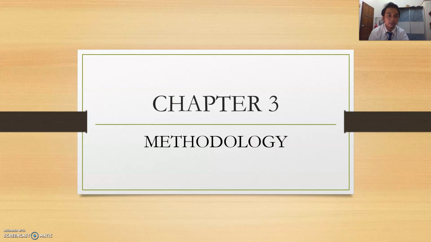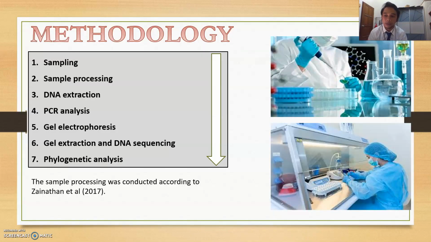Chapter 3 is methodology. This is the method that I have done for my final year project. The first method is sampling, and then sample processing, DNA extraction, PCR analysis, gel electrophoresis, gel extraction, and DNA sequencing, and lastly phylogenetic analysis. The sample processing was conducted according to Zainathan et al.